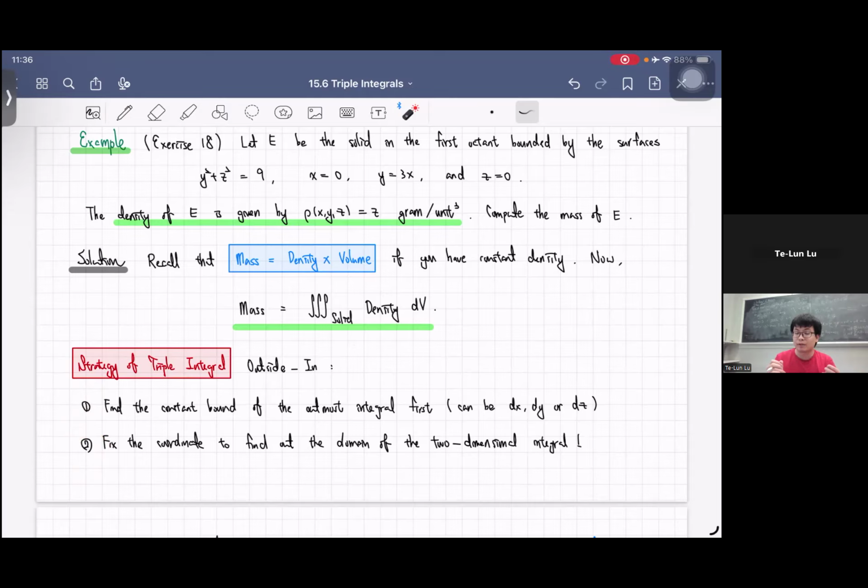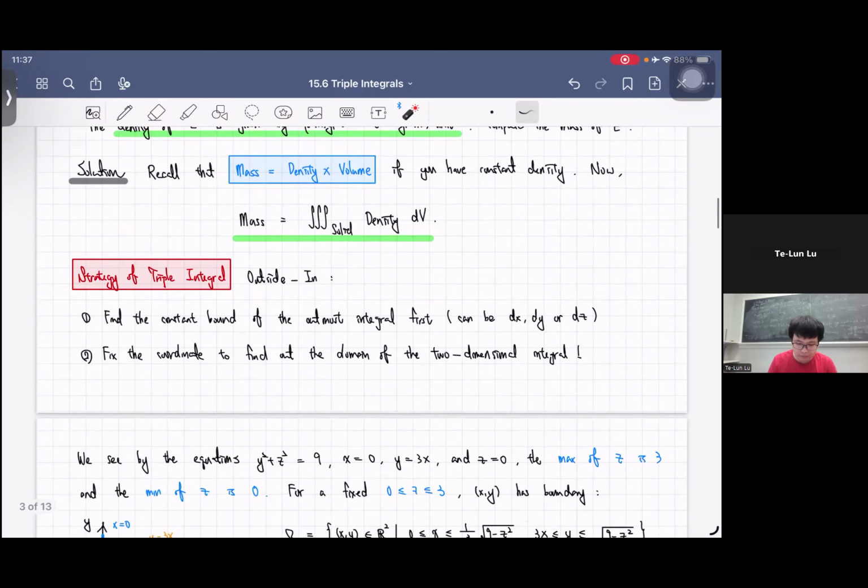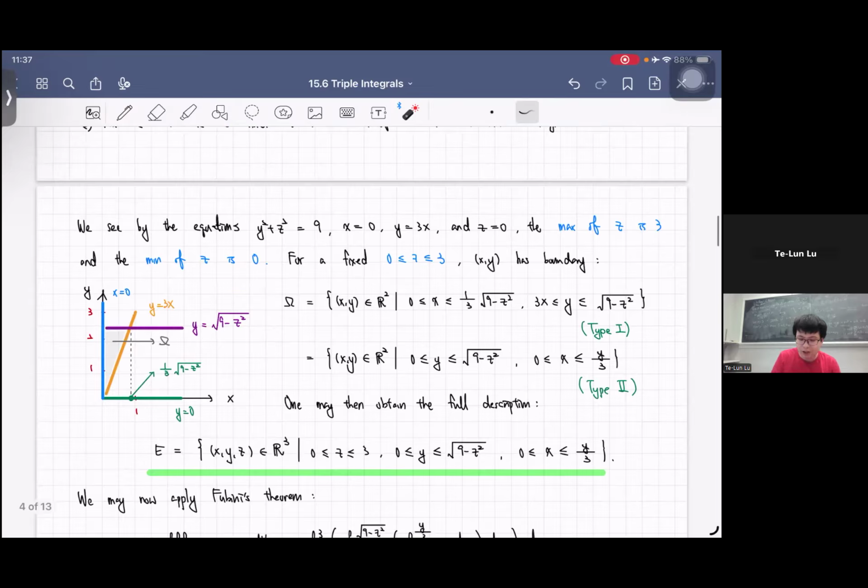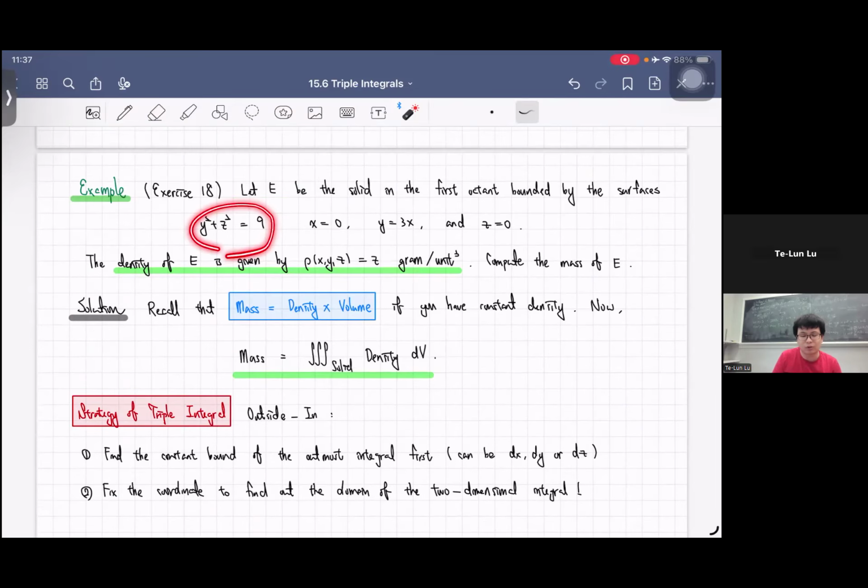The boundary may be in terms of x, but that's okay, because obviously the two boundaries inside the x integration must be something regarding x, right? Okay, so maybe I can demonstrate this with an example to be more precise. In this case, we have y squared plus z squared equals 9, x equals 0, y equals 3x, and z equals 0.